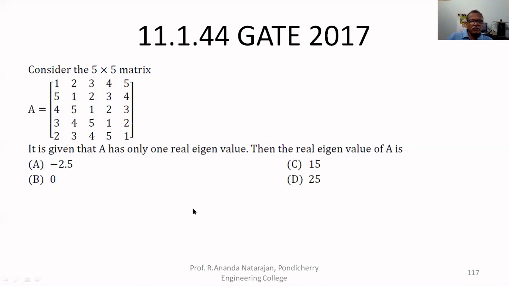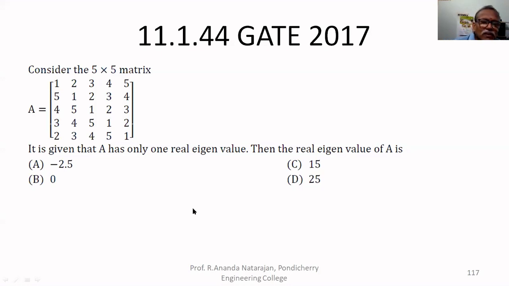Consider the 5 by 5 matrix A. It is given that A has only one real eigenvalue. How many eigenvalues may it have? It may have 5 values, but it has only one real eigenvalue. It can have up to 5 eigenvalues, but only one real value out of 5. Then the real eigenvalue of A is what we have to find.